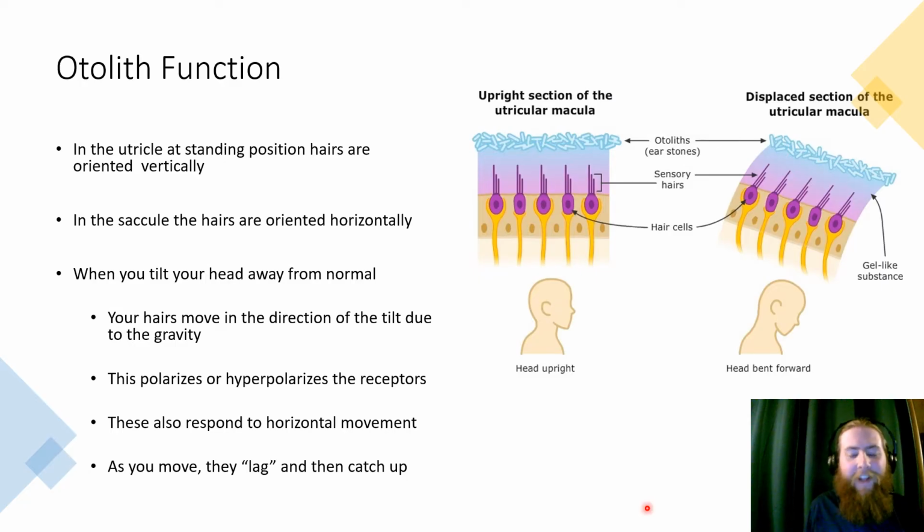The function of the otoliths in the utricle, at standing position, you're standing straight up and down, these hairs are going to be straight up and down, vertically. In the saccule, they would be horizontal. They would be more like this, with those big kinocilia and then the little stereocilia beside them.